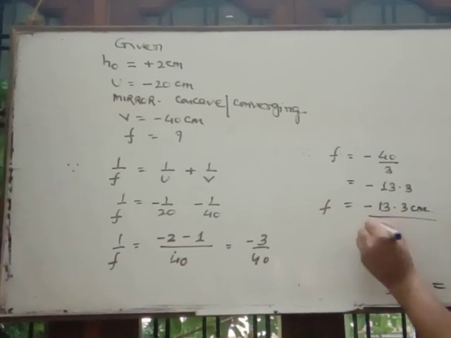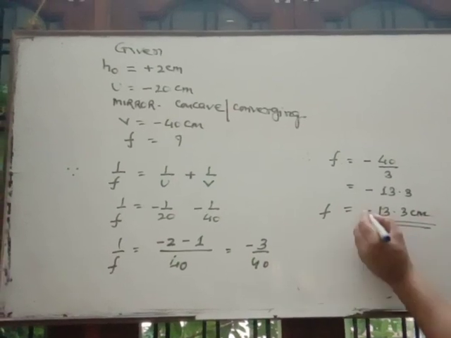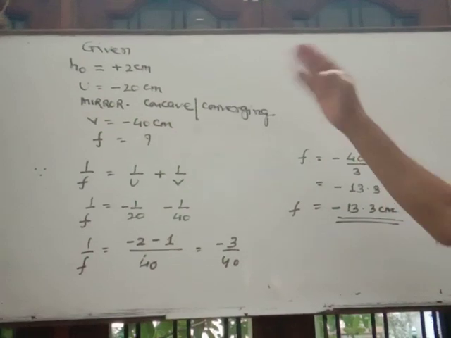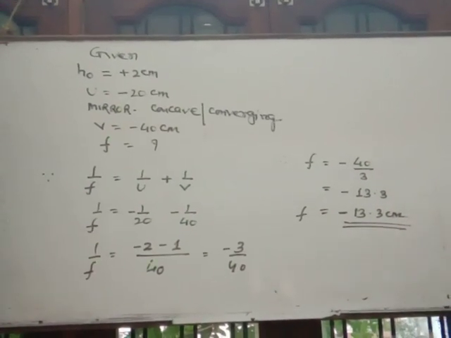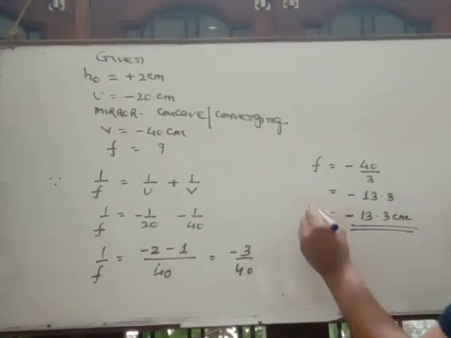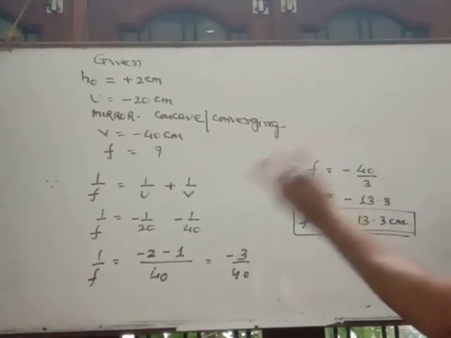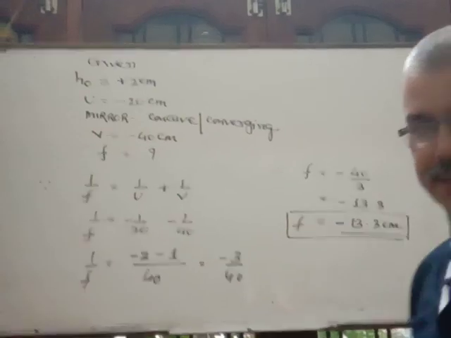You will write the answer with sign. The negative sign shows that the given mirror is concave. Sometimes the name of the mirror is not given, so by the sign of the focal length you can declare the given mirror is concave.